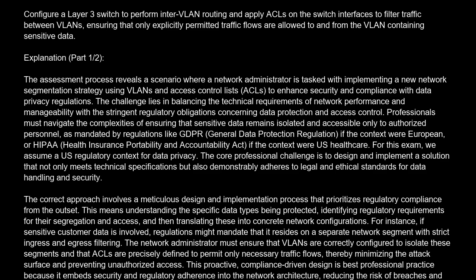The correct answer is A. Configure a Layer 3 switch to perform inter-VLAN routing and apply ACLs on the switch interfaces to filter traffic between VLANs, ensuring that only explicitly permitted traffic flows are allowed to and from the VLAN containing sensitive data. Explanation. The assessment process reveals a scenario where a network administrator is tasked with implementing a new network segmentation strategy using VLANs and access control lists, ACLs, to enhance security and compliance with data privacy regulations.